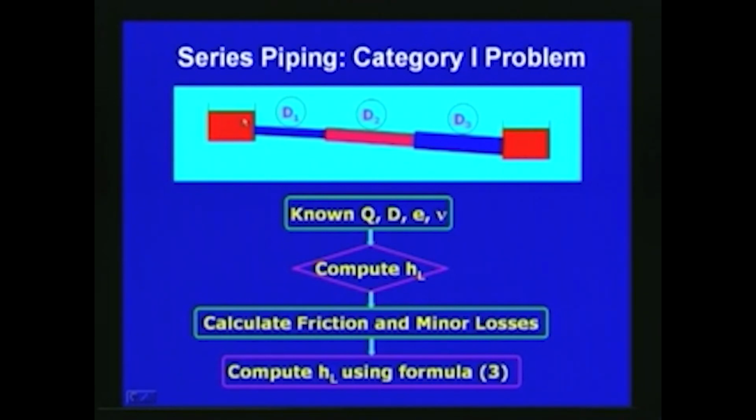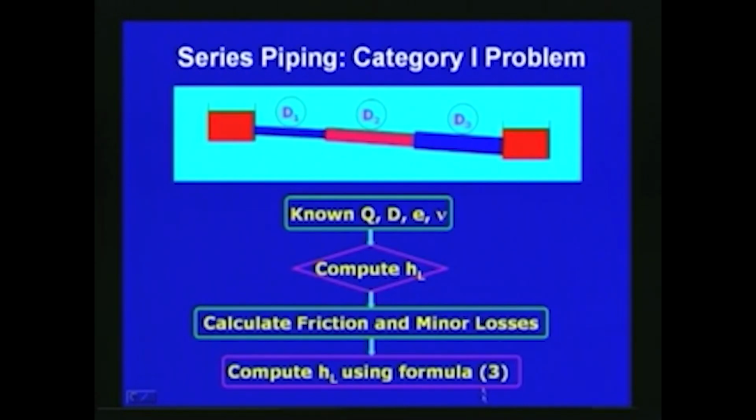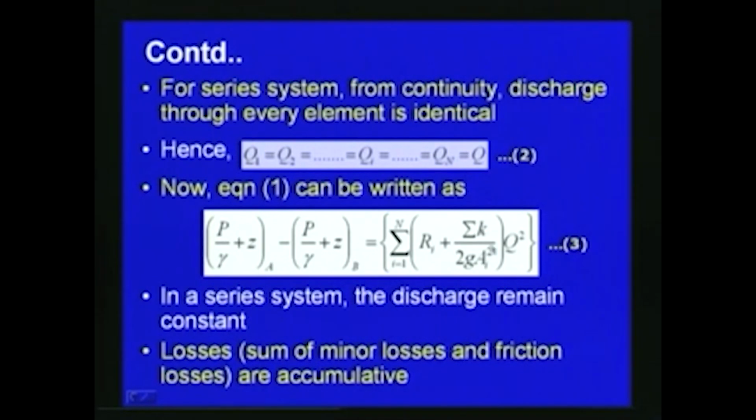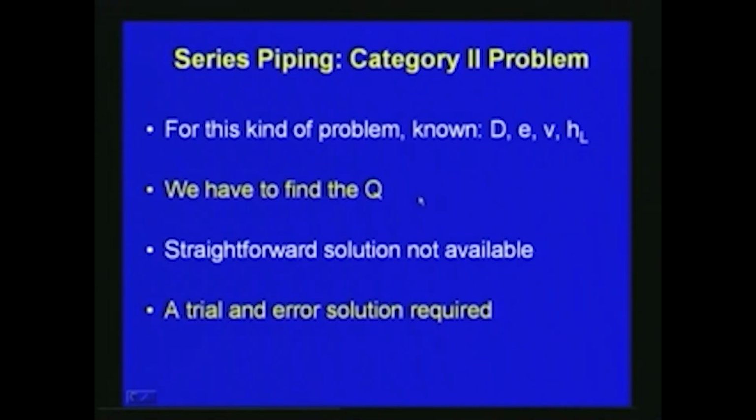Let us see the series piping problem with respect to the category 1 problem. In the category 1 problem, which we have already seen, we have to find the head loss between two locations. Here two tanks are there, and three pipes are connected in series, pipe 1, pipe 2 and pipe 3, with diameters D1, D2 and D3. The known values are the discharge, the diameters, the roughness height and the kinematic viscosity nu. We want to compute the head loss HL. We can calculate the friction and minor losses as we discussed in the last few slides, and directly get HL using equation number 3. Since this is a straightforward problem, this is the category 1 problem.